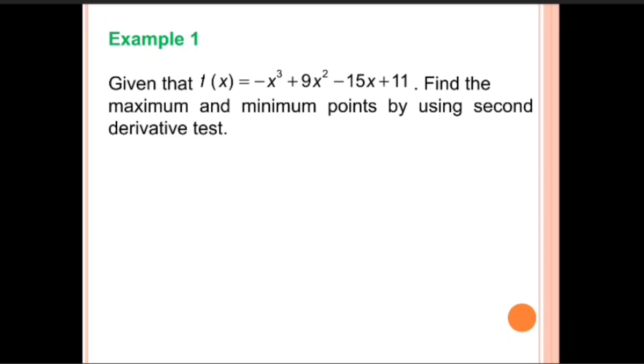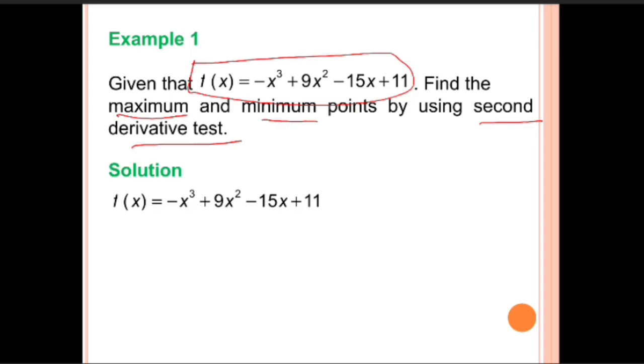Now, let's look at example 1. Given that f(x) is equal to this function, find the maximum and minimum points by using the second derivative test. So in this question, it has mentioned clearly that we have to use the second derivative test, so we cannot use the first derivative test. The same method applies. To use the second derivative test, you still have to find the stationary point. And how to find the stationary point? The first step is always the same, which is differentiate and equate it to 0.